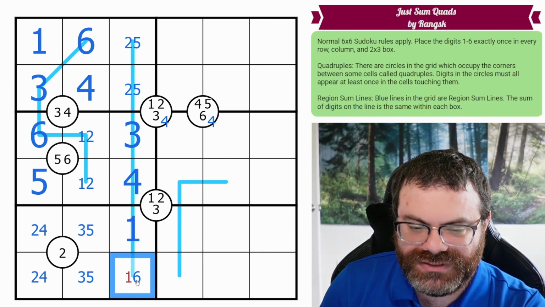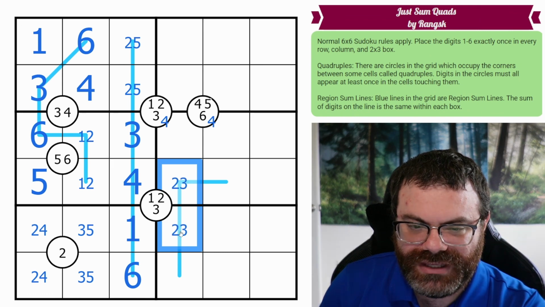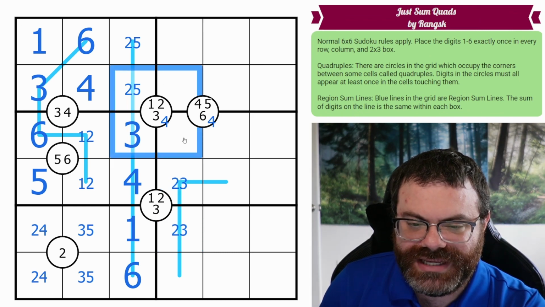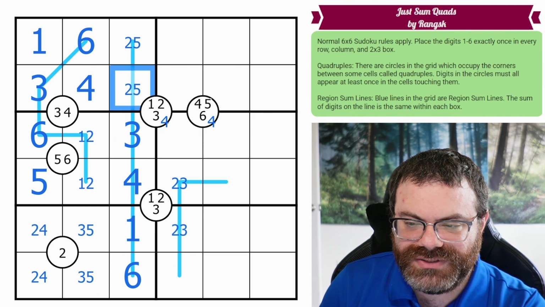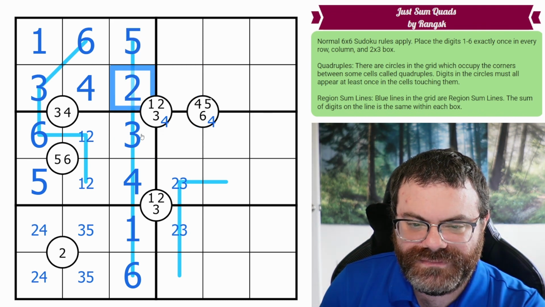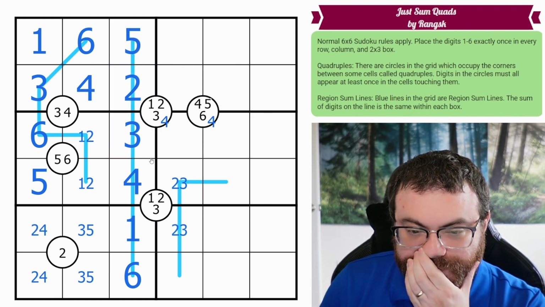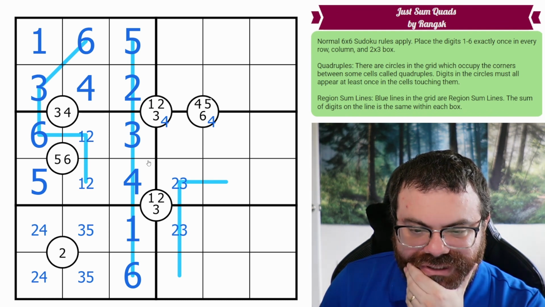So this can't be a 6. This is 1 and 6, and this is a 2, 3 pair. This quad needs a 2 in it, and this 2, 3 pair takes it out of these two. So this is the 2 for the quad. That's a 5. All right, what else can we do here?